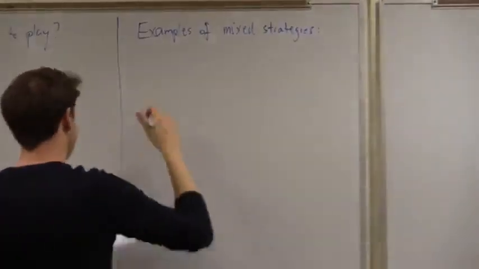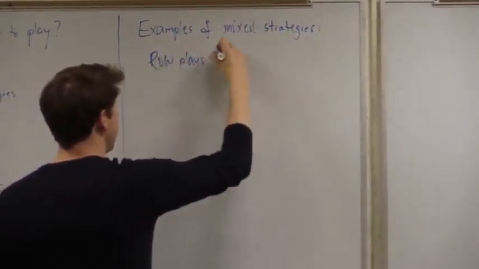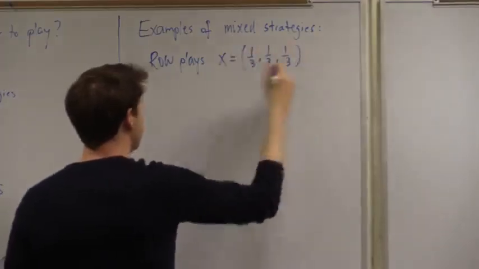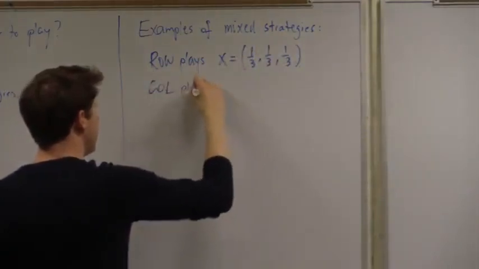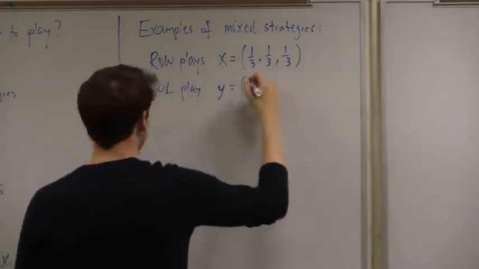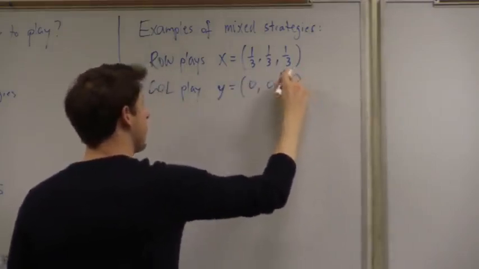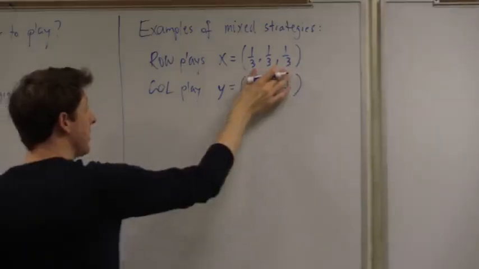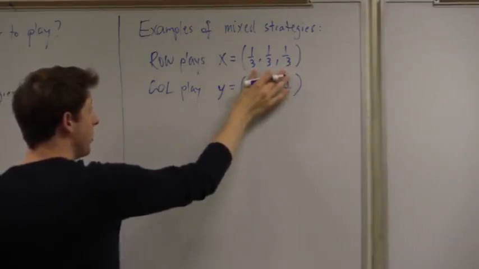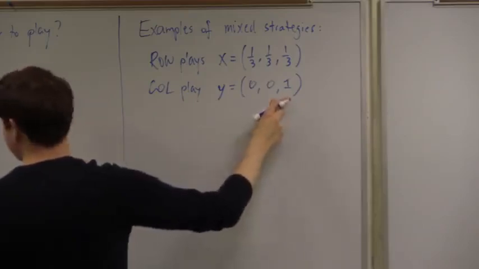So let's say that row plays at random, which means that he plays x equals a third, a third, a third. And let's say the column stubbornly plays scissors. Again, this is a mixed strategy that assigns equal probability to all of the options. And this is a pure strategy that puts all the probability mass on scissors.